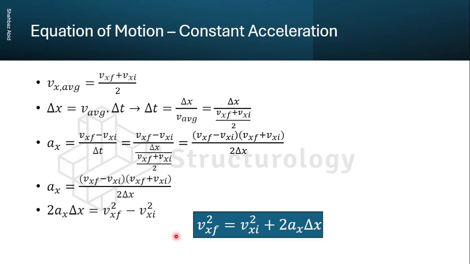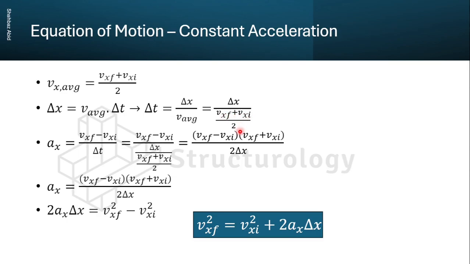In all the four equations of motion we derived, there was time as a variable. So let us derive an equation of motion, which is going to be our fifth equation of motion, without having time as a variable. So we know that the average velocity is final velocity plus initial velocity divided by 2, and we know that the delta x, which is the displacement, is equal to the average velocity times delta t. I can rearrange this equation with respect to delta t, so it's going to become delta x over average velocity, and if I substitute the average velocity, it's going to become delta x over final velocity plus initial velocity divided by 2.